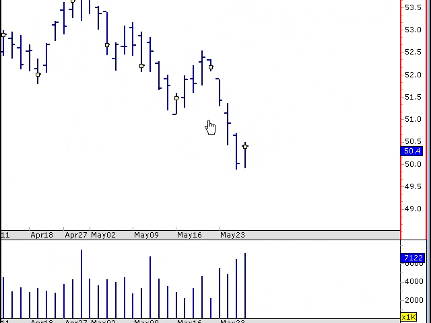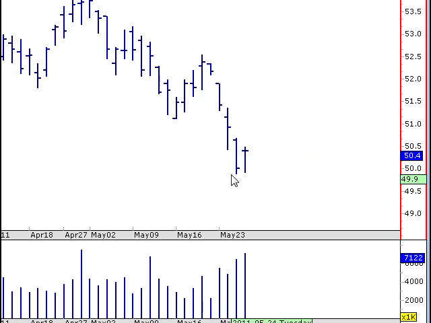So currently with CBA, we know that it's on the major level here of 50, so we know it's going to find support here. So that's good. If you went long today, we've got some nice volume there. If you went long today, you could take that top out there. Keep the stop reasonably close to this. And this is just an example of using it on any stock.